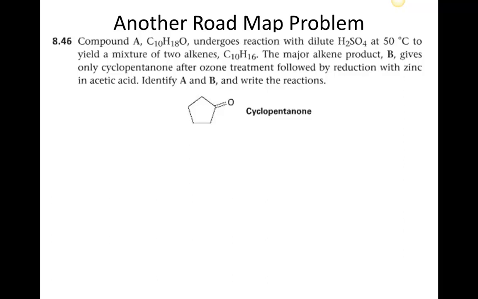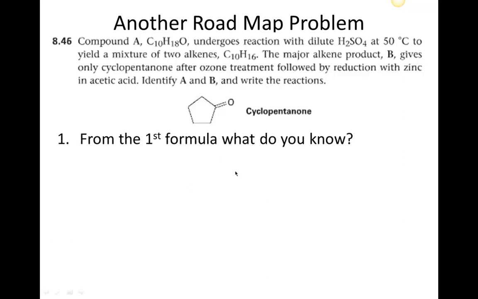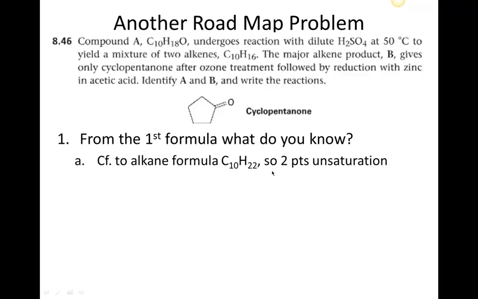So here's another problem. It says compound A, C10H18 under O, and so we can stop right there and figure out how many points of unsaturation. So what do you know? We're going to compare that to the alkane formula. So this one has 2 points of unsaturation.